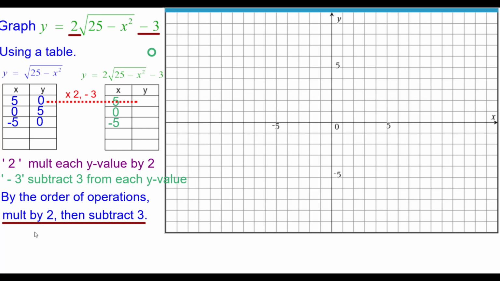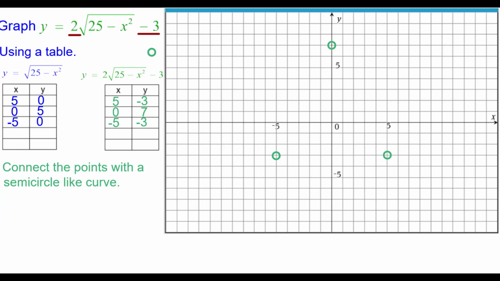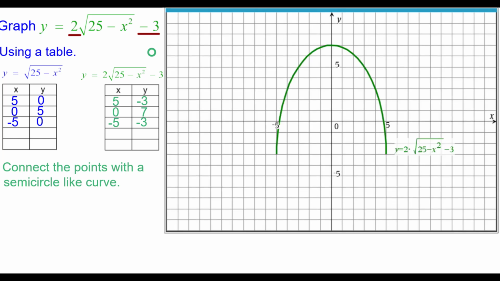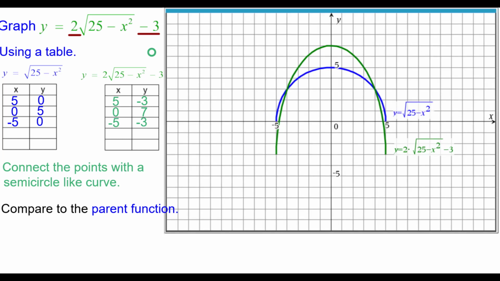And 0 times 2 minus 3 will be negative 3, and the calculation is shown over here. 5 times 2 is 10, minus 3 is 7, so (0, 7). And 0 times 2 is 0, minus 3 is negative 3, so (negative 5, negative 3). Connect the points like a semicircle looking curve, more like an archway. And we compare that to the parent function, which is a true semicircle.